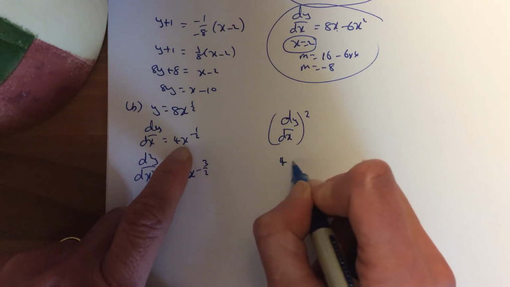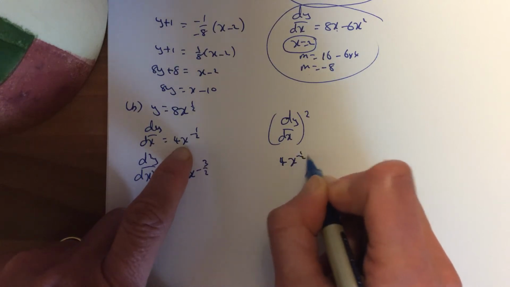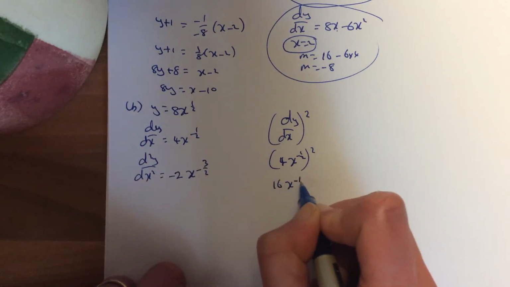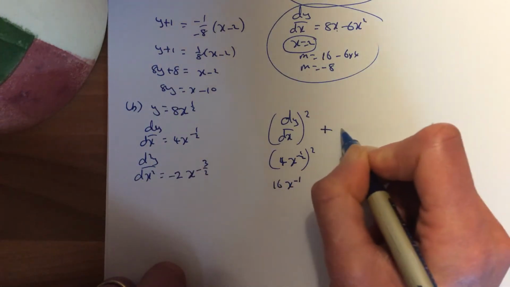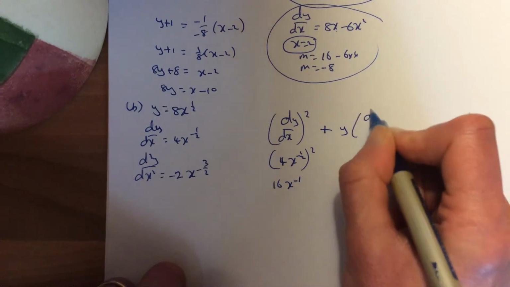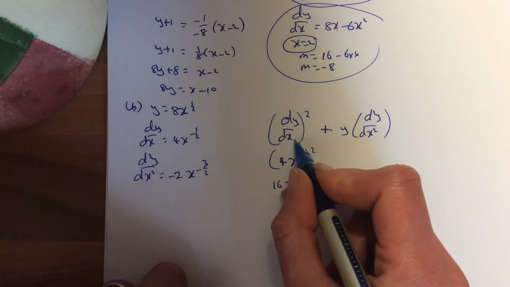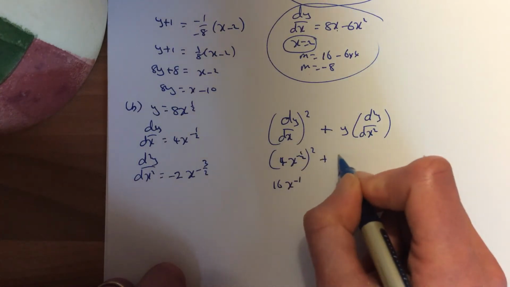So it's 4x to the minus a half, squared. 4 squared is 16. Power to power means multiply. Add y times the second derivative. So you see the slight difference there. This one was divided by x squared, and this one is the second derivative.